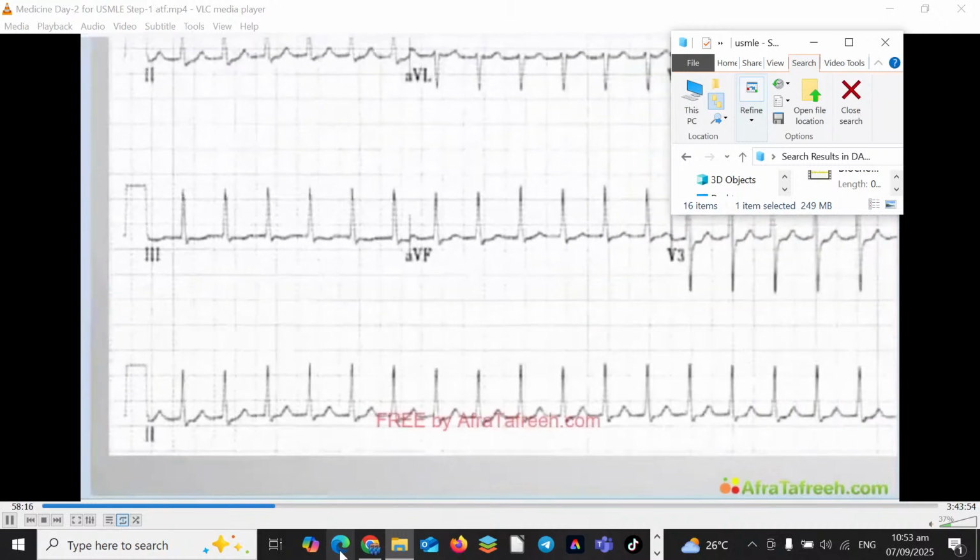T waves never disappear on an EKG. You cannot have a cardiac contraction if there is no repolarization. If you're seeing only one wave, that is a T wave.